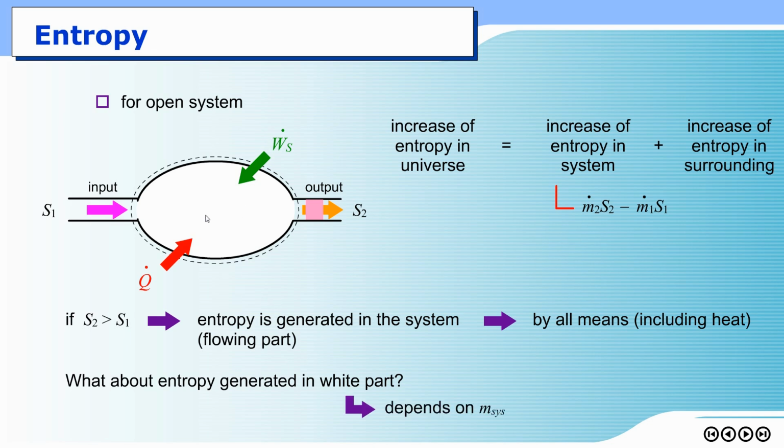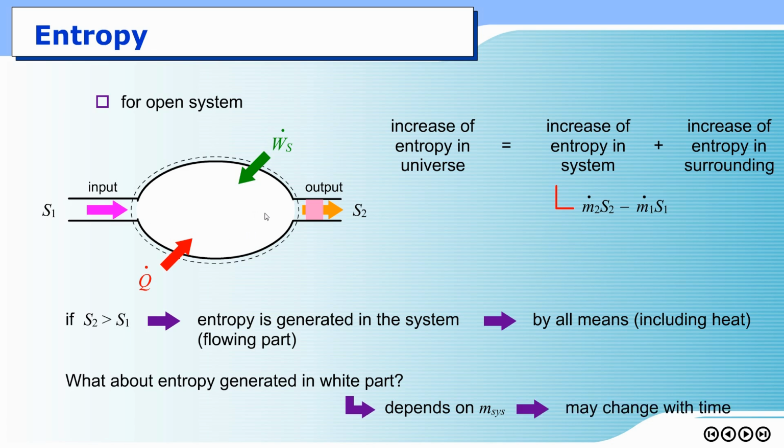So the white part here, the increase in entropy of the white part should depend on the mass of whatever the white part contains. Mathematically, we say that the mass within the white area here is the mass of the system. Please note that this mass has no dot on top, so it has a unit of kilogram, but the mass flow here, m2 dot, has a unit of kilogram per second. Flow here means how fast the mass is supplied to the system, but the mass of the system is how many kilograms of mass are contained within this area.